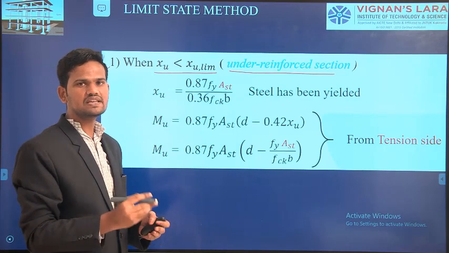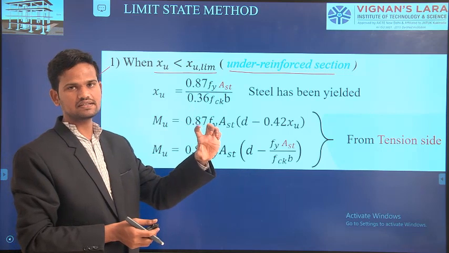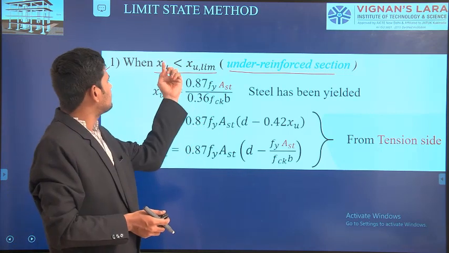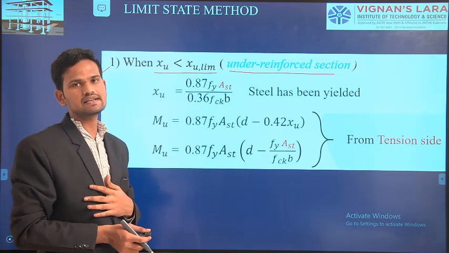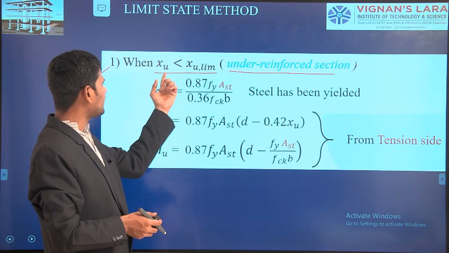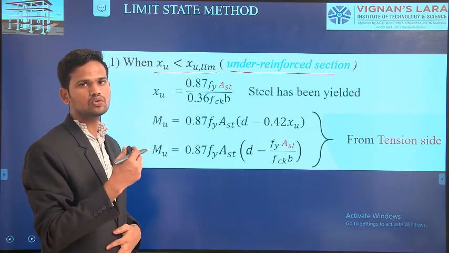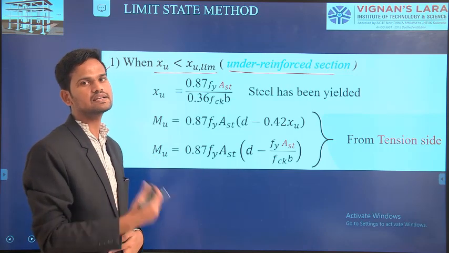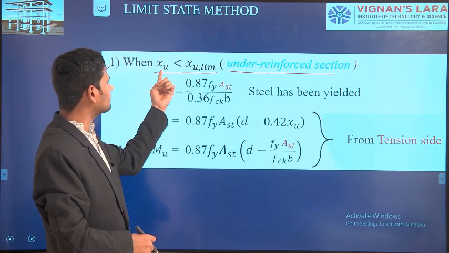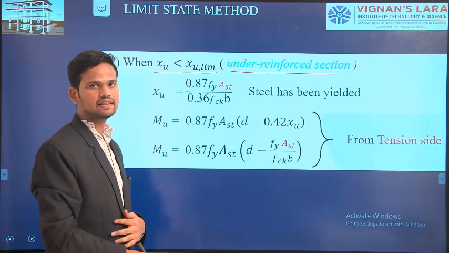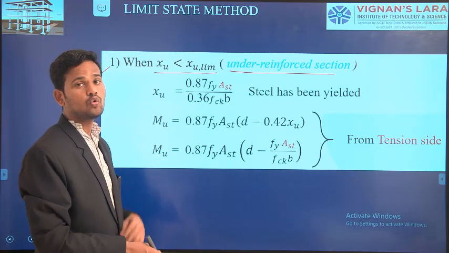That limiting depth means, based on the grade of the steel, we have to give some particular distance to the concrete and to the steel. If the actual depth compared to the limiting depth is less, the section is called under reinforced. Where Xu equals Xu limit, the actual depth of the neutral axis equals the limiting depth, and we call it a balanced section. Whereas if the actual depth of the neutral axis is greater than the limiting depth, that section is called an over reinforced section.